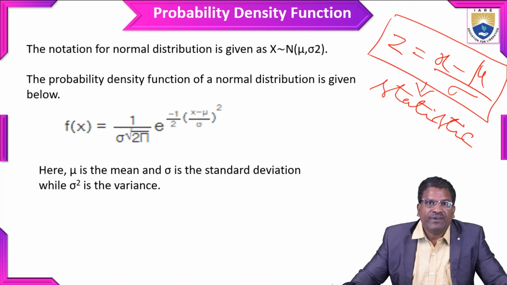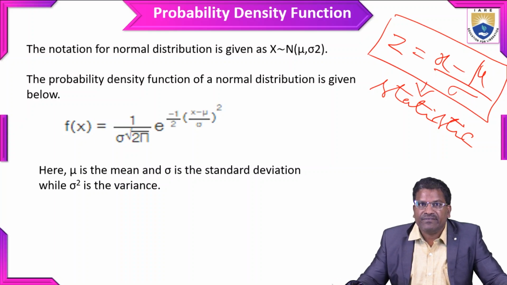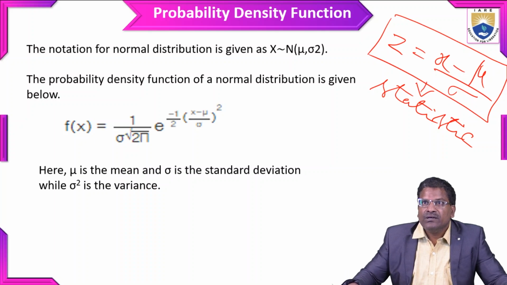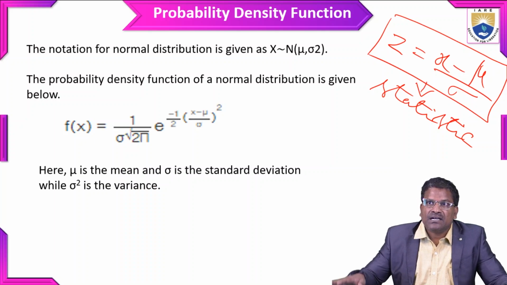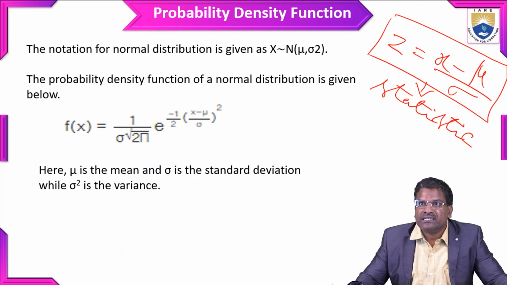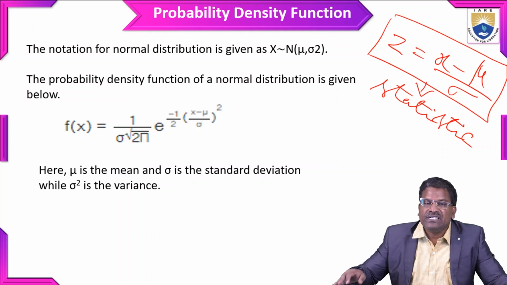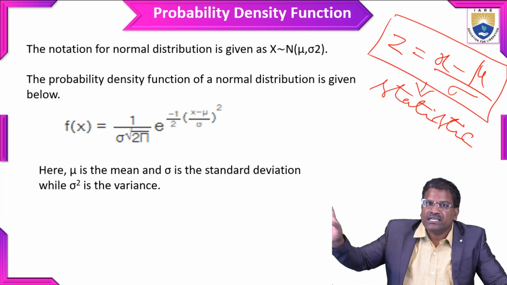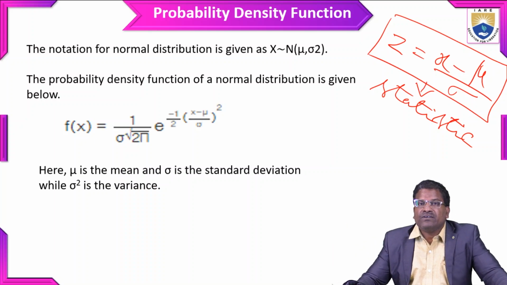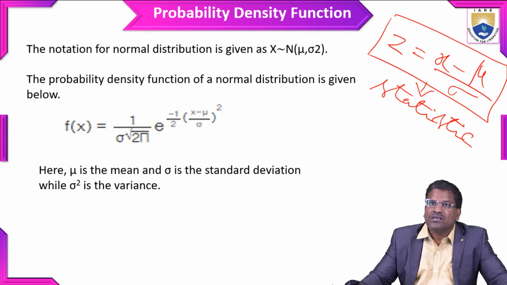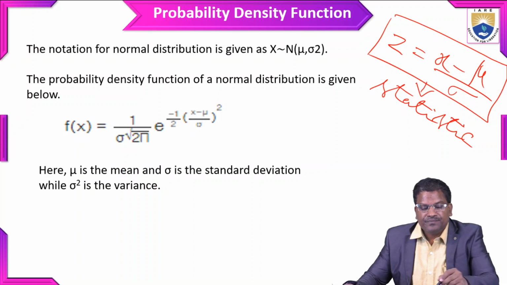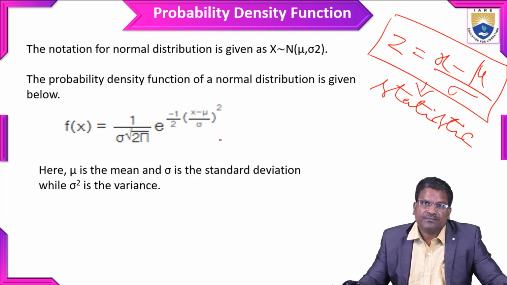x is a random variable, mu is the mean or expected value, and sigma is the standard deviation. Using these three, we find the z value, that is called the statistic. If this statistic is less than 1.96, we accept that hypothesis. If it is greater than 1.96, we reject that hypothesis. So while testing a hypothesis, we use this x minus mu by sigma.